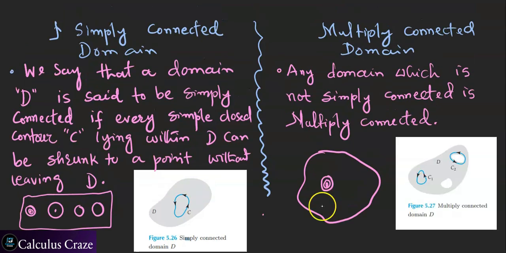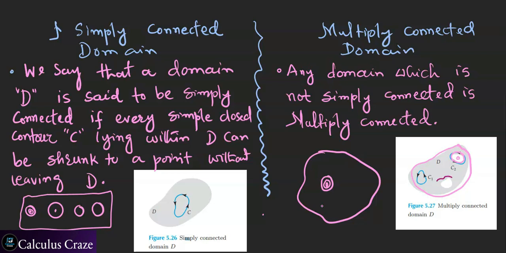So we can see here, you go. You can see that we have got this domain over here, and is this domain simply connected? No, because we can find a contour. This is the contour. We can find a contour such that if I want to shrink this contour, I will have to leave this domain. So there is a hole, in other words.